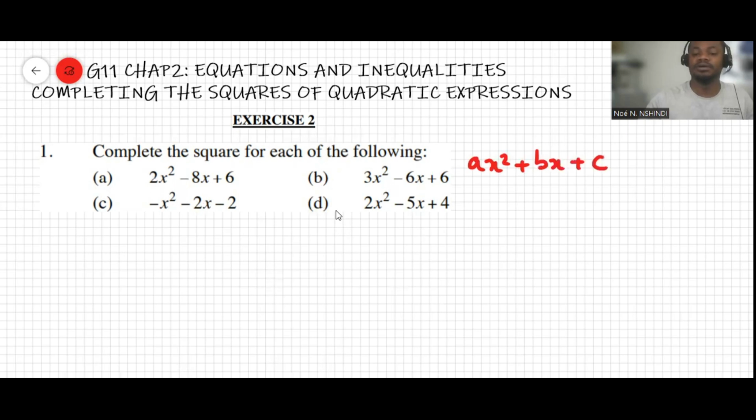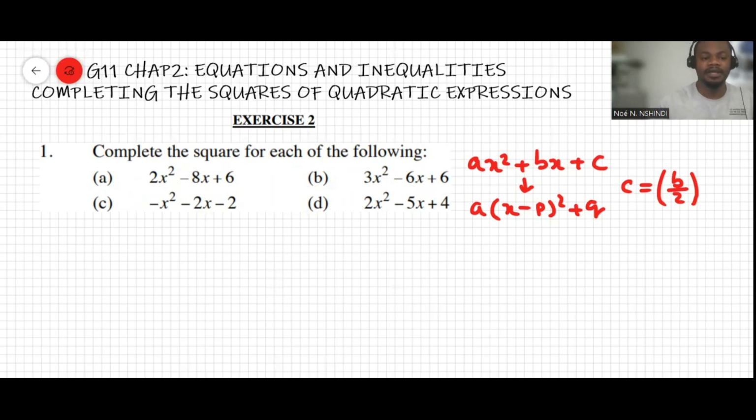To complete the square, it means we need to turn it into the form a open bracket x minus p to the power of 2 plus q. So we're going to write c in the form like b over 2. That's what we did in the previous exercise. We're going to do it the same here, now with a little change.